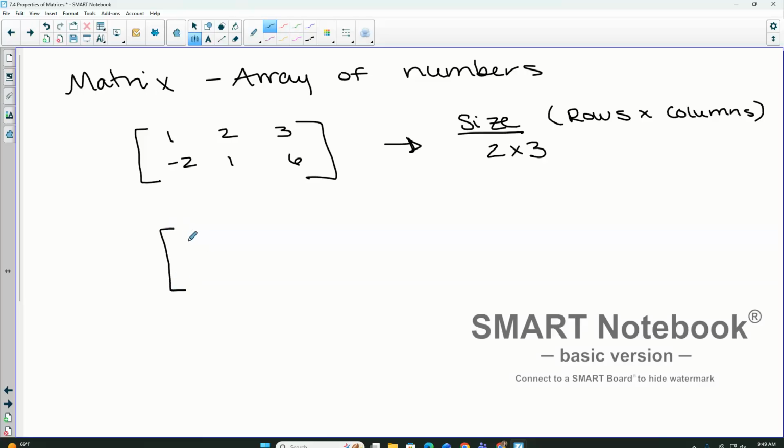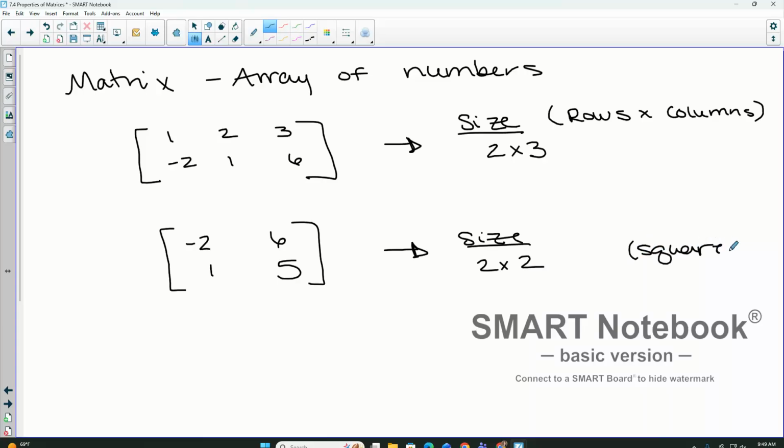Okay, if I said this, what size would that one be? This one might be called a square matrix. Anytime the number of columns and rows are the same, you might hear it called a square. Okay, so a 2 by 2, a 3 by 3, a 4 by 4. Those are all square matrices.